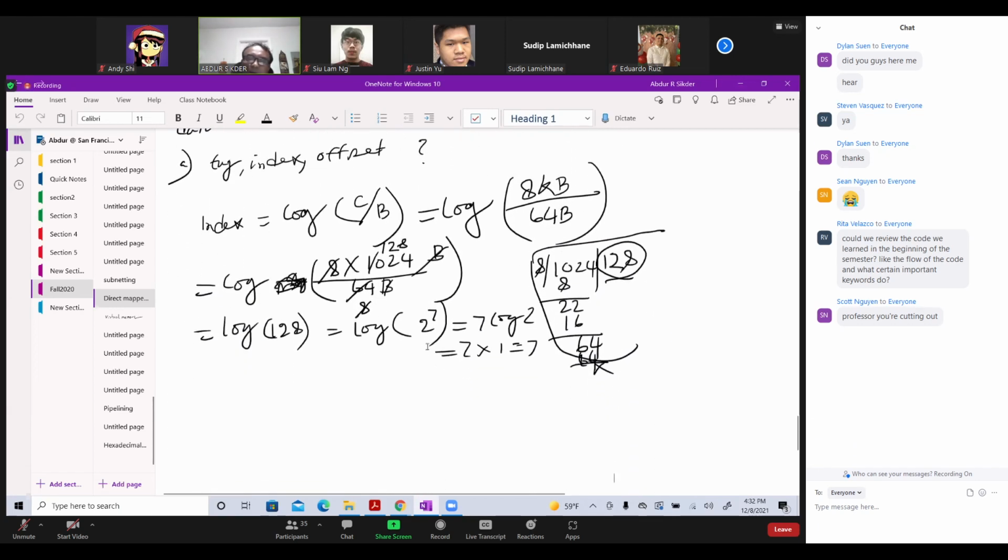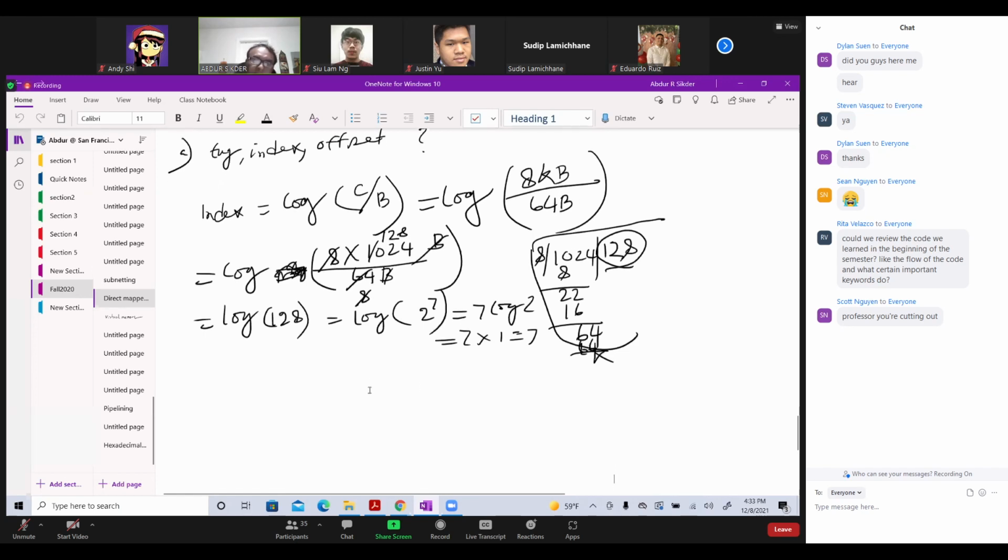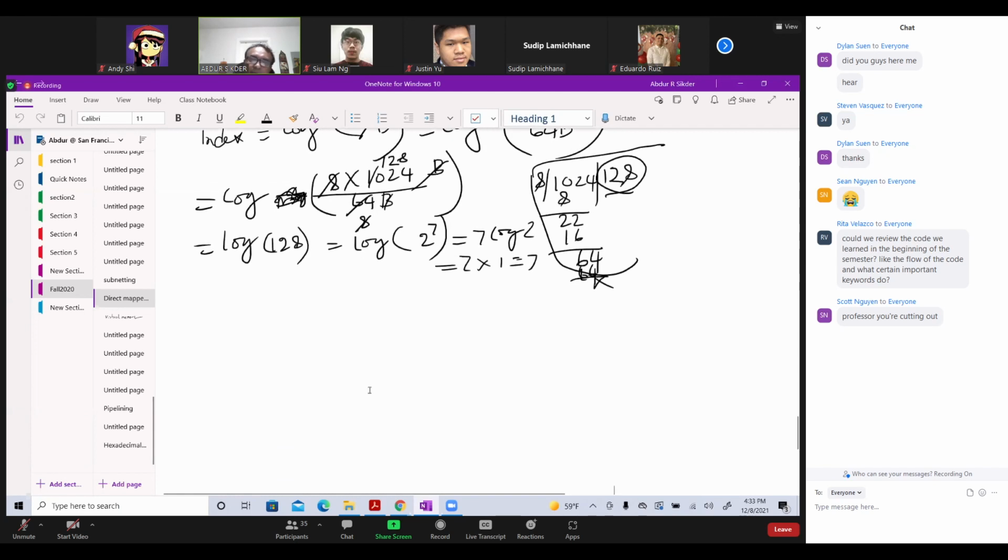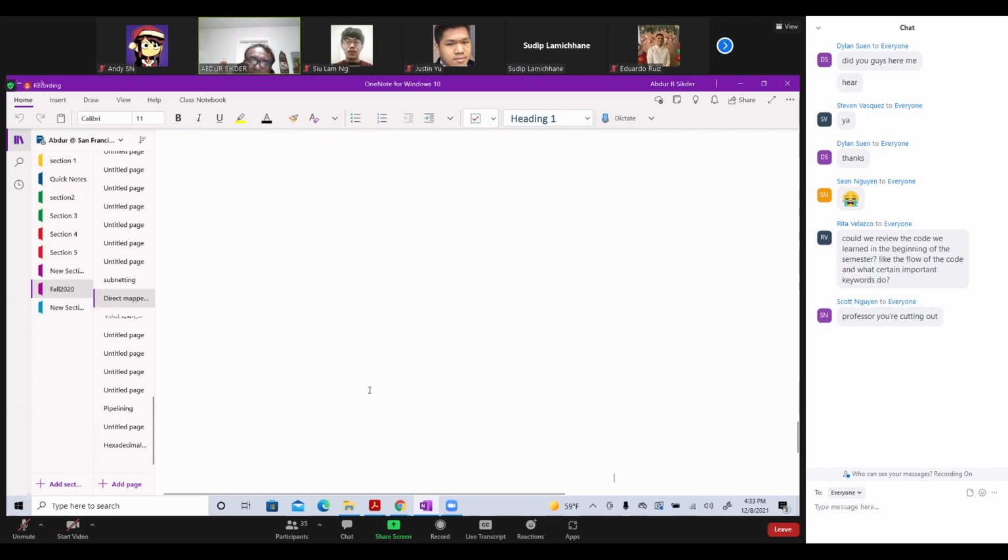Here, 8 KB and 64 byte. So 8 KB, you make it bytes, and then you do the division with 64. And then you end up with 128. That's 2 to the power 7, and log 2 of that is 7. So this is how you get the index. And from the index, it's easy to get the tag: 32 minus index minus offset. That's the tag.